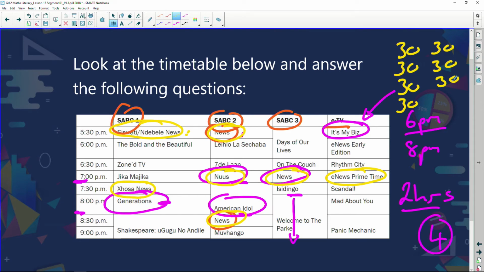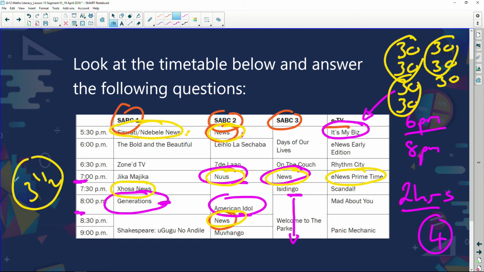So when I look at this, I've got 1, 2, 3, 4, 5, 6, 7 30-minute slots. Here's an hour, 2 hours, 3 hours, 3.5 hours worth of news.